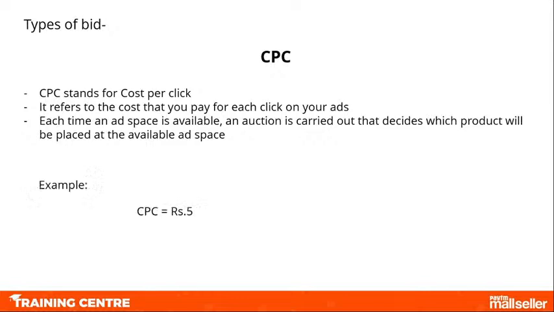For example, if you have set a CPC of rupees 5 for the campaign and in an auction your bid wins and a product ad is displayed to a customer, once the customer clicks on your product ad, you will be charged rupees 5 for that click.